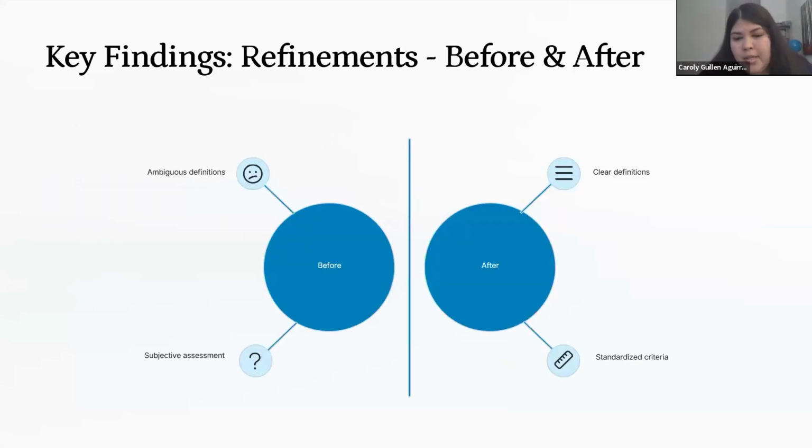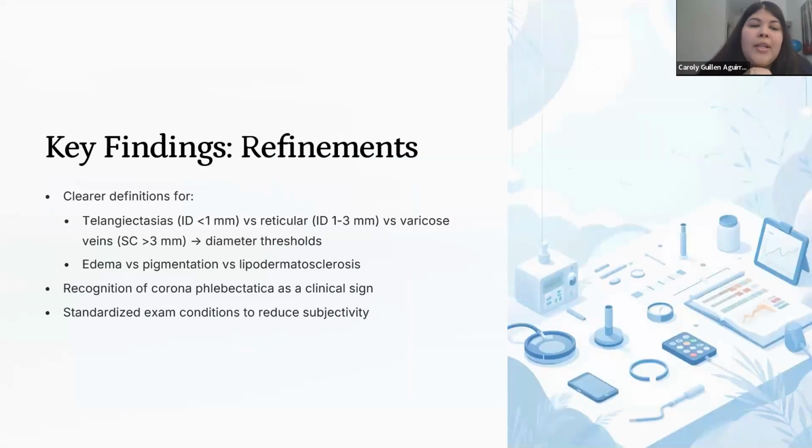So I already mentioned this before. They focus on clearer definitions for telangiectasias, intradermal dilated vessels less than 1 millimeter, versus reticular 1 to 3 millimeters, and versus varicose veins subcutaneous more than 3 millimeters. They also clarify the definition of edema versus pigmentations versus lipodermatosclerosis. And then they recognize also corona phlebectatica as a clinical sign.